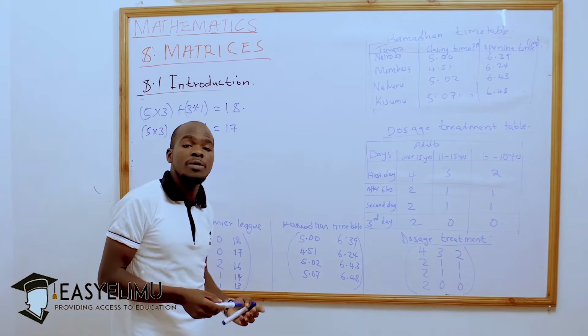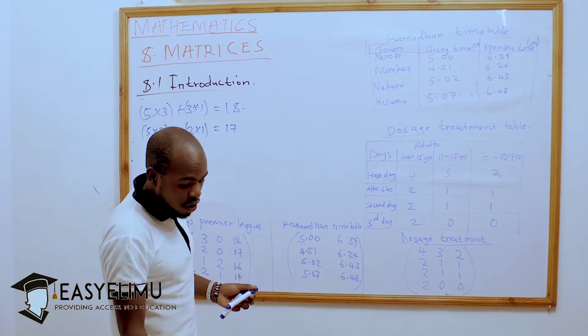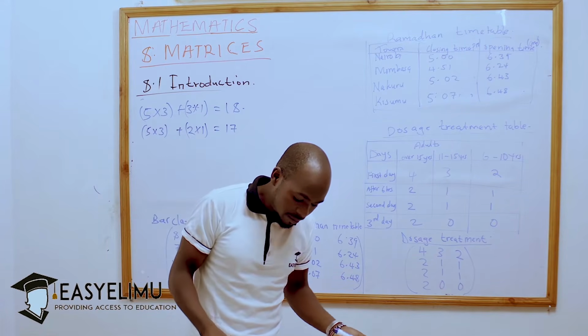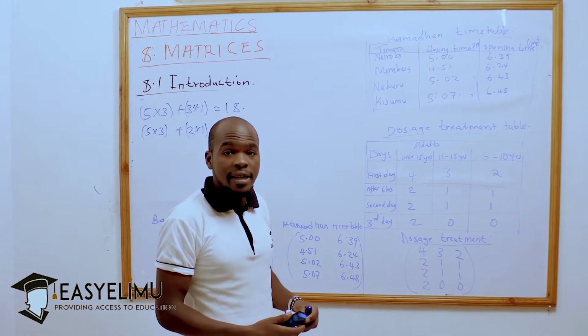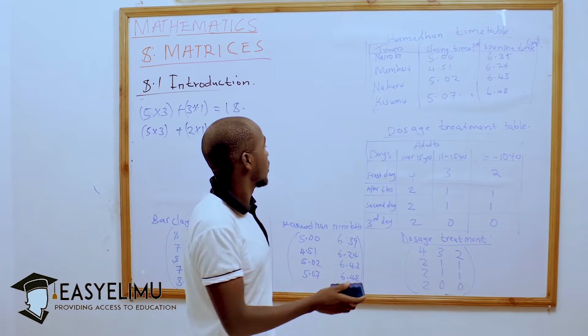So in short, we have represented our information in matrix form. So let's go on and see how we can represent further and see what this matrix entails more of.